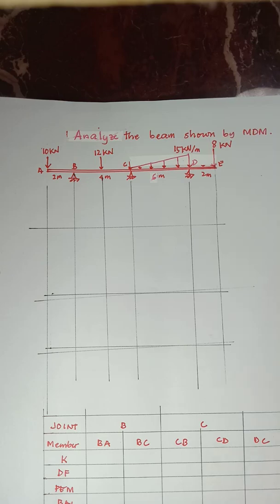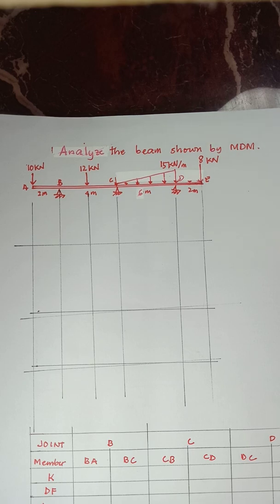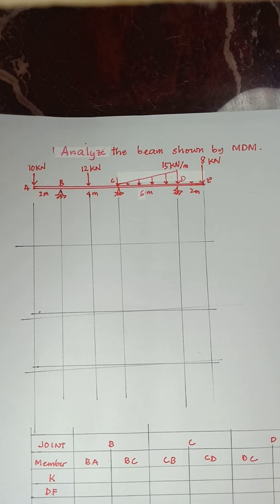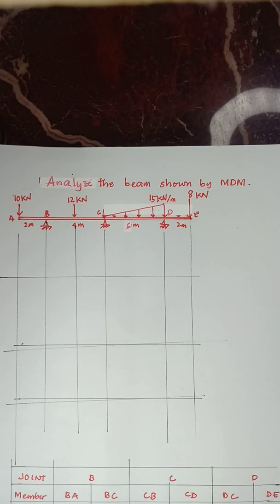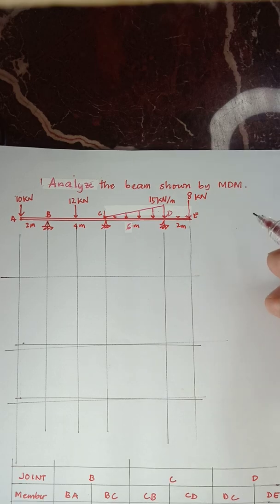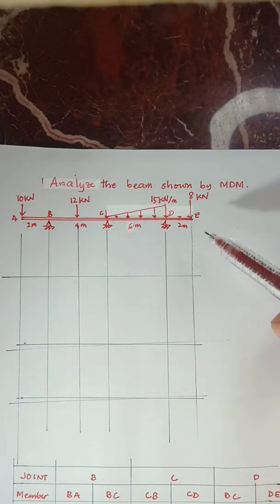Okay, we have here another sample problem. So we have a continuous beam with an overhang at both ends. First, we're going to determine the fixed end moments. However, for the overhang member, let's say this is A, B, C, D, E.